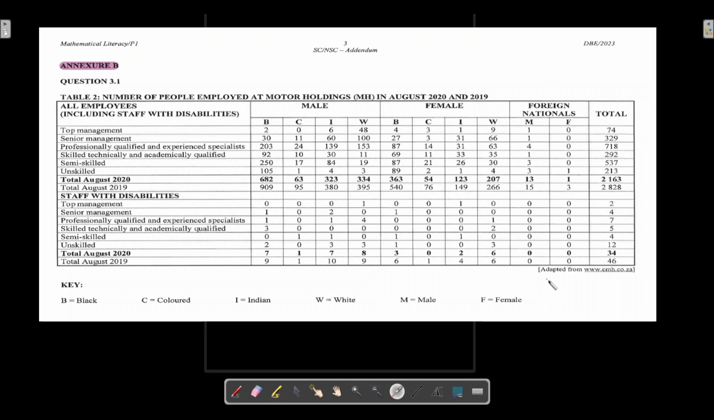Okay, so I hope it's not confusing. I think it might get confusing just here. Okay, so I hope that I've clarified that for you.